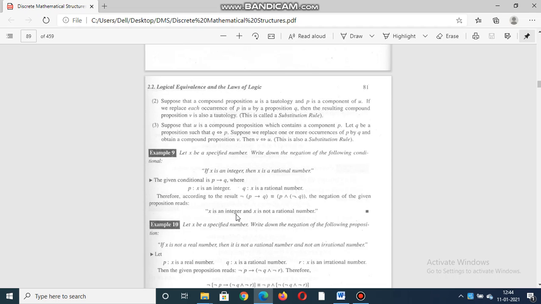x is an integer, conjunction, in the sense and, negation q in the sense x is a rational number. You have to make it a negation, in the sense x is not a rational number. So if you do it like this, the problem is over.